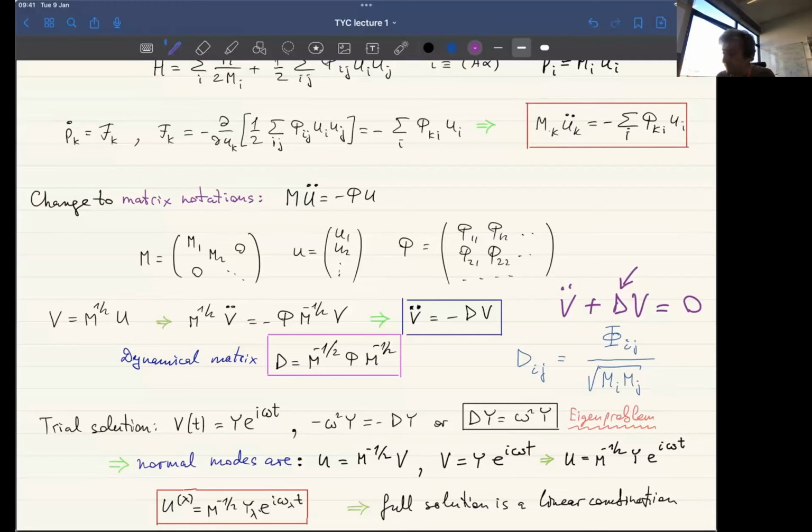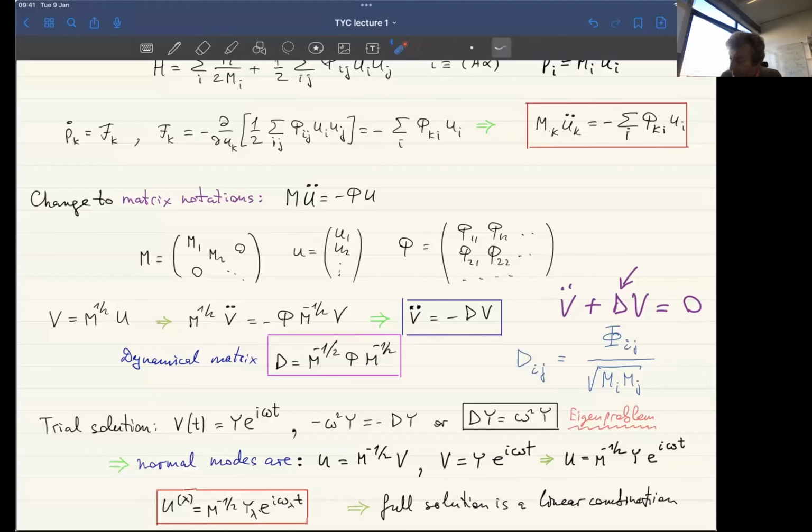But we can use this analogy actually to solve this equation by assuming that this vector V here, which obviously depends on time, has a time dependence that can be described by this complex exponential, as would have been the case if it was a one-dimensional system. And the vector Y would be a constant vector of the same dimension, of course, as the vector V.